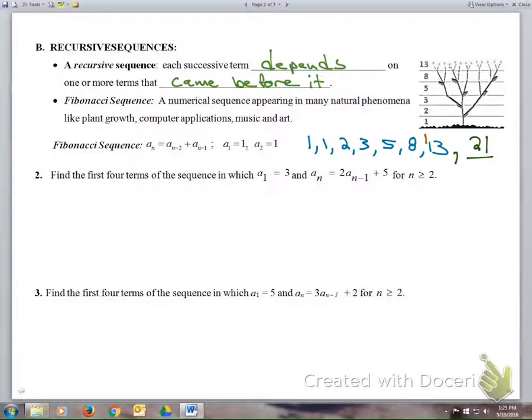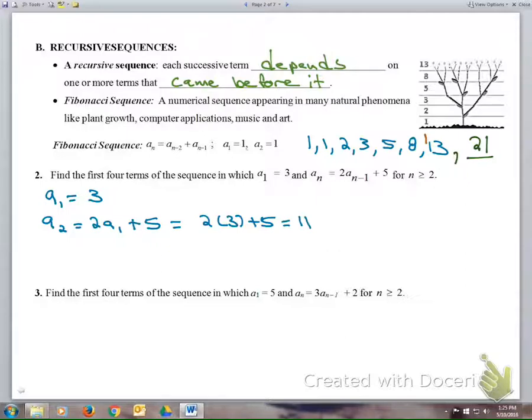So anyway, your first term is 3. So you don't need to do any work. No work needs to be done to get the first term. And then to get the second term, you've got to plug in a 2 for n. And you notice in that little subscript, 2 minus 1 gives you a sub 1. And what is a sub 1? It's 3. So 2 times 3 plus 5 gives you 11.